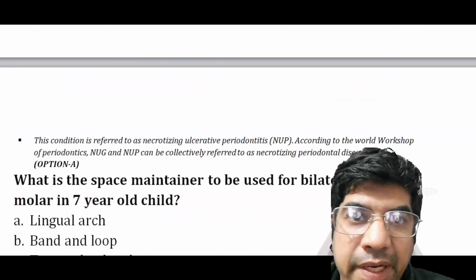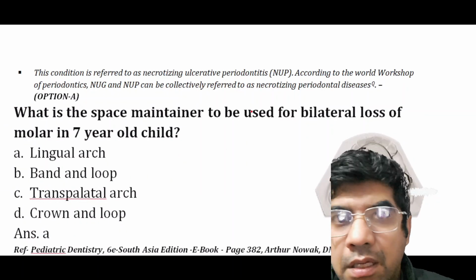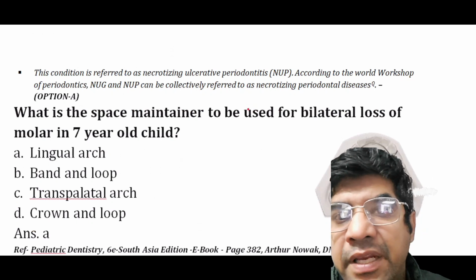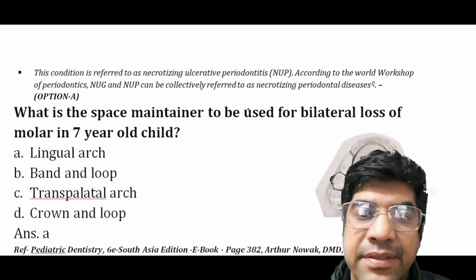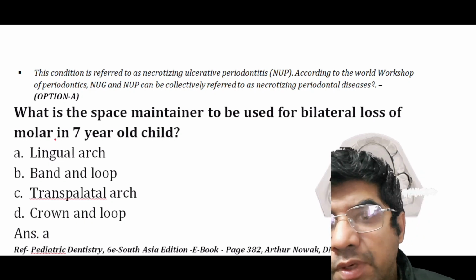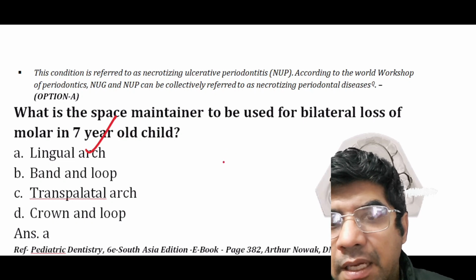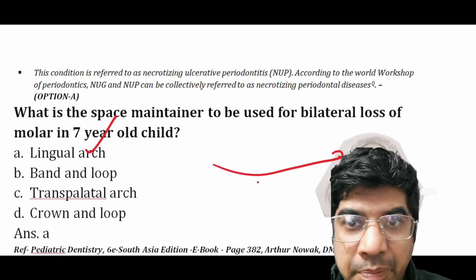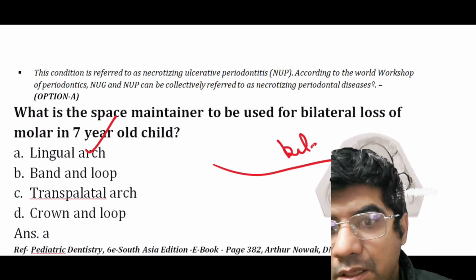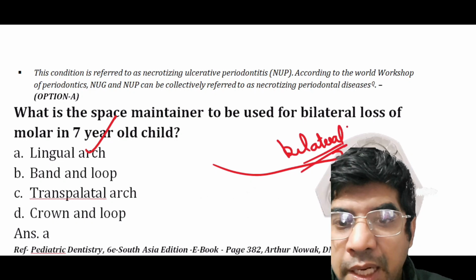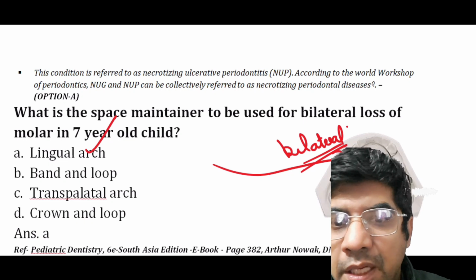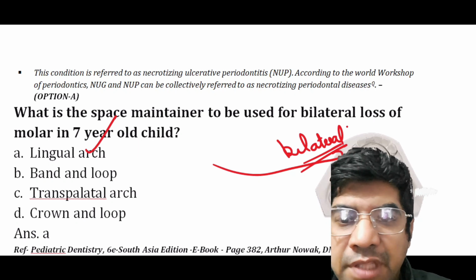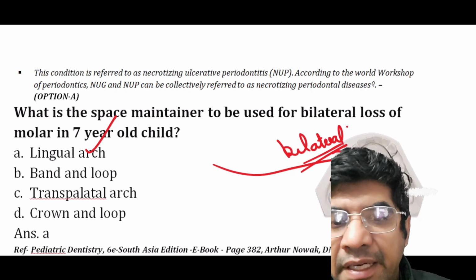The next question, what is the space maintainer to be used for bilateral loss of the molar in a 7-year-old child? It's the lingual arch. So the lingual arch space maintainer can be used bilaterally. For the unilateral loss of the mandibular first deciduous molar, the option can be a band and loop space maintainer. While facing bilateral loss, the lingual arch space maintainer is considered suitable.